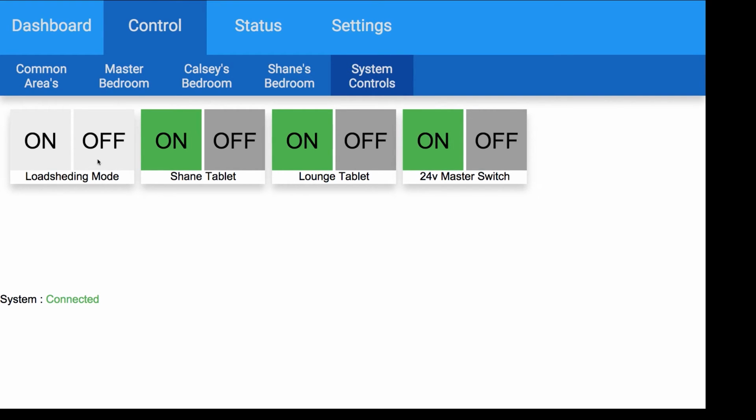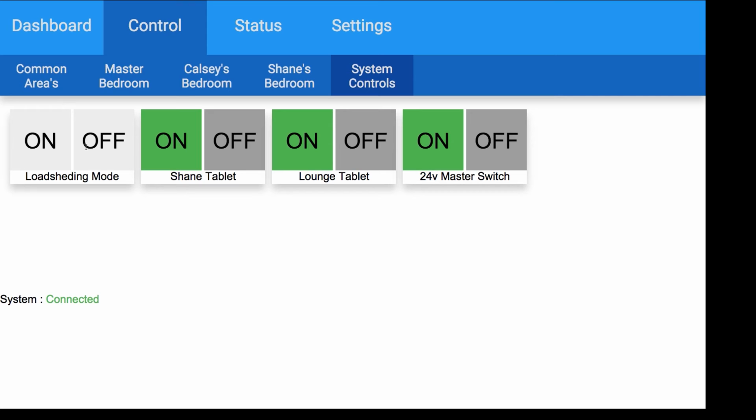And then here you can see load shedding mode has no colors, and that's because the system doesn't actually know the status of the load shedding mode, whether it's enabled or not. That's just because I never got time to finish that. But load shedding mode is actually automatically enabled when there's a power failure, which is pretty cool.